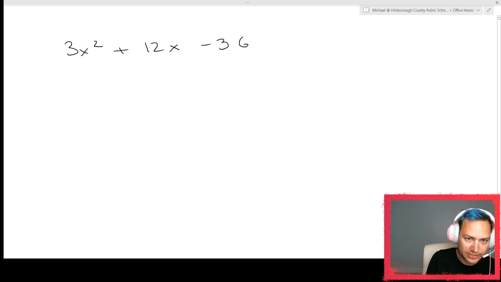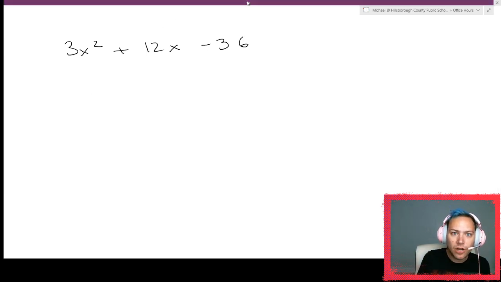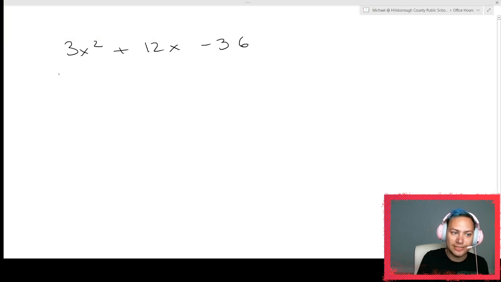I've got 3x squared plus 12x minus 36. So remember, the first thing that we always want to do with factoring is check for a GCF. Is there something that this polynomial has in common that we could factor out? And there is. I could divide everything here by 3. 3 is divisible by 3, 12 is divisible by 3, and 36 is divisible by 3. So we're going to factor a 3 out.